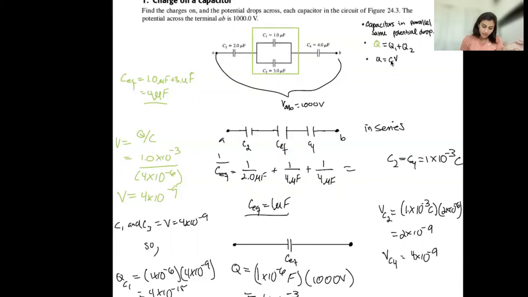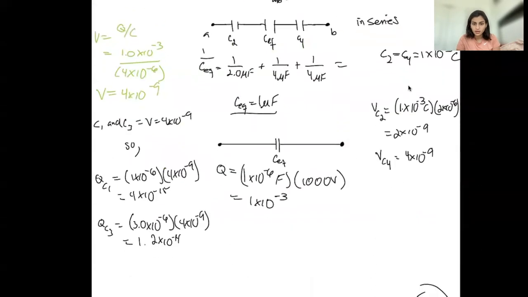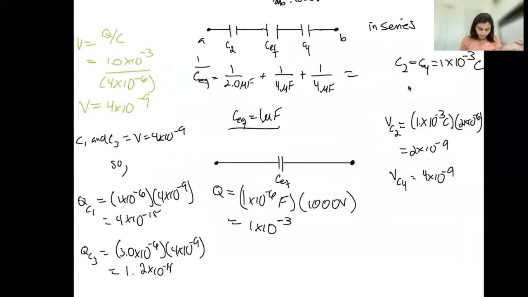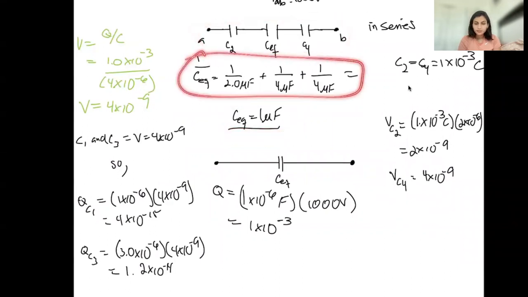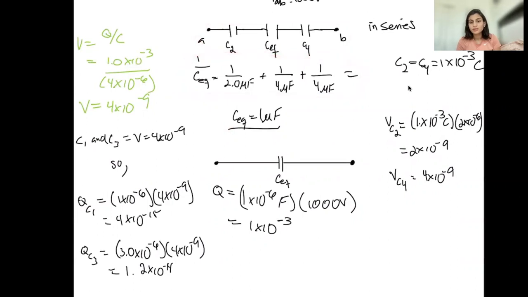And that big capacitor, I don't know why you can't see the screen. There we go. This big capacitor from the series, use your capacitance equivalents for capacitors in series, and I got a capacitor equivalence of 1 microfarad. And so this is my C equivalent. So now what do I do?